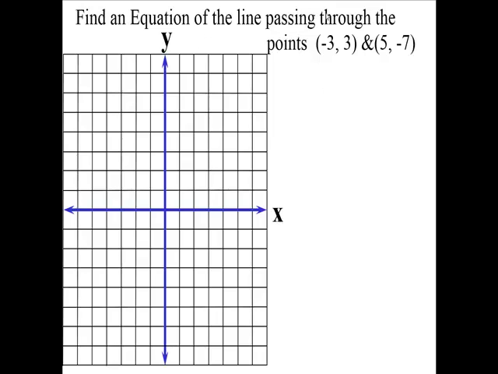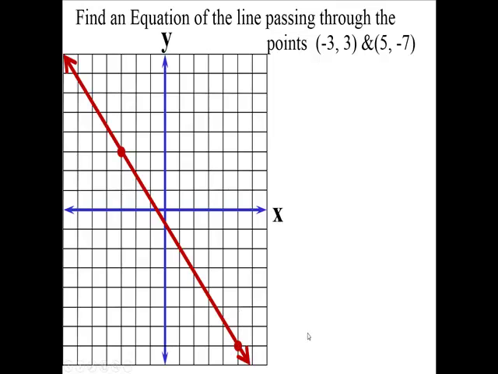Find an equation of the line passing through the points (-3, 3) and (5, -7). Let's graph (-3, 3). Start at the origin, go 1, 2, 3, and then go up 1, 2, 3. There's my first point right there. And then 5 to the right, and then down 7. 1, 2, 3, 4, 5, and 1, 2, 3, 4, 5, 6, 7.